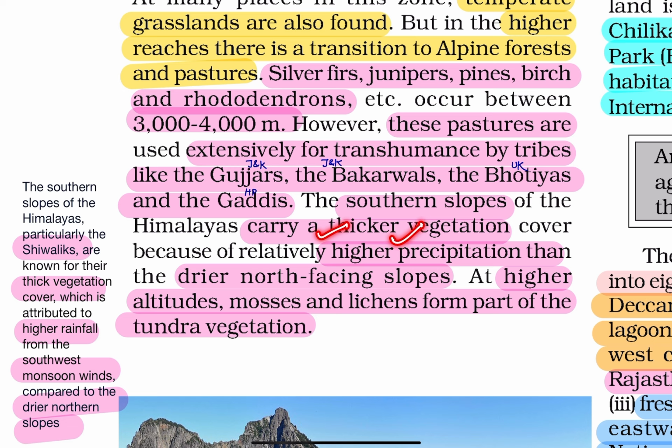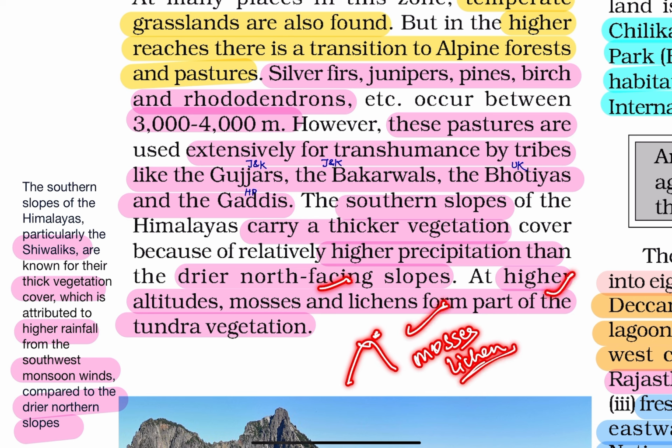Is it correct? No, the statement is not correct. The southern slope has thicker vegetation because of higher precipitation than the drier north facing slopes. Now as you are at the top of altitude, at higher altitude, just like you move up to the latitude, what do we find? We find the mosses and lichens. Similarly, at high altitude also we find the mosses and lichens, right? They form the part of tundra vegetation.